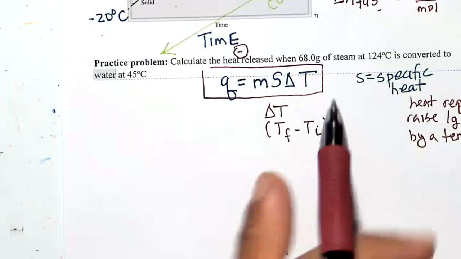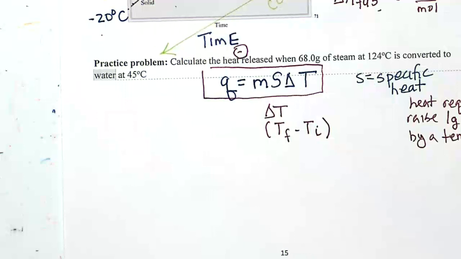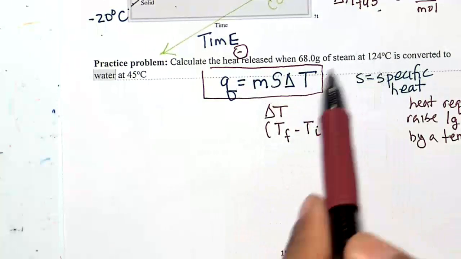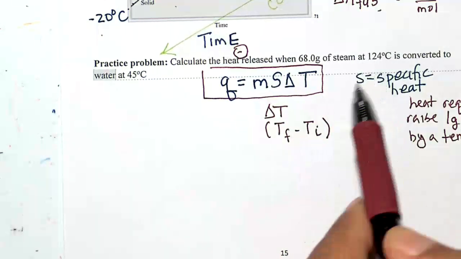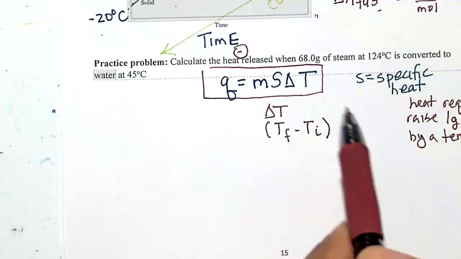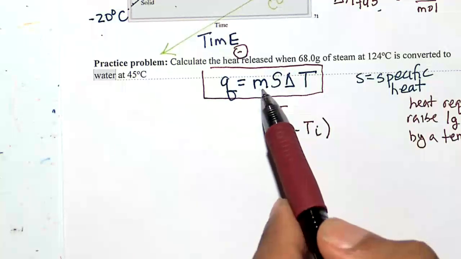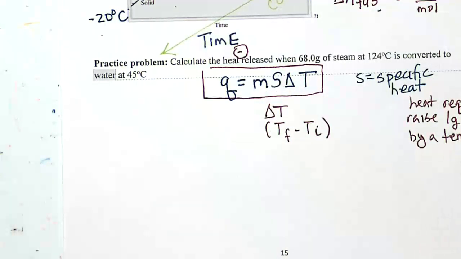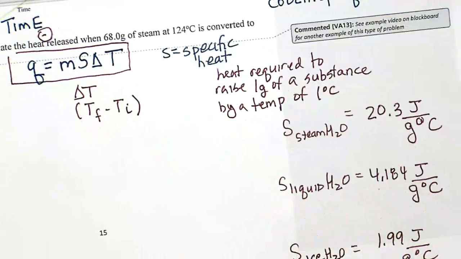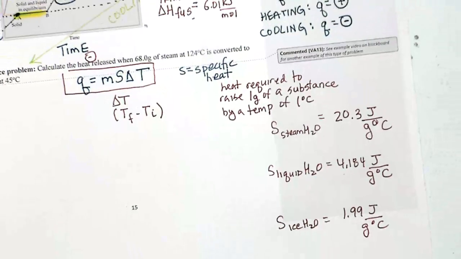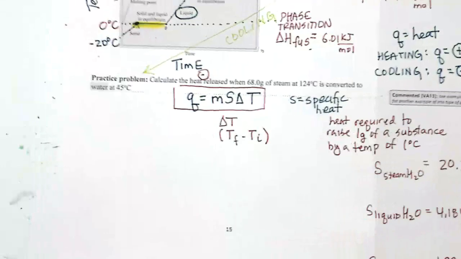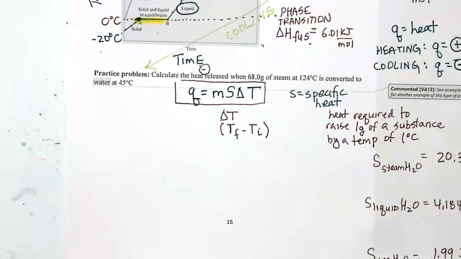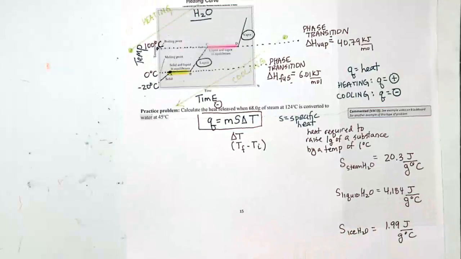Let me tell you the wrong way to do it. The wrong way is plugging everything in: 124 minus 45, times 68, and specific heat, well, which specific heat are you going to use? You cannot just plug it in. What you have to do is break it into steps.